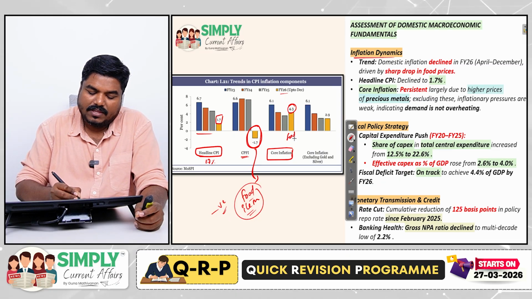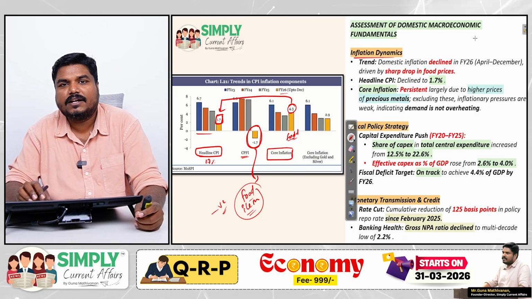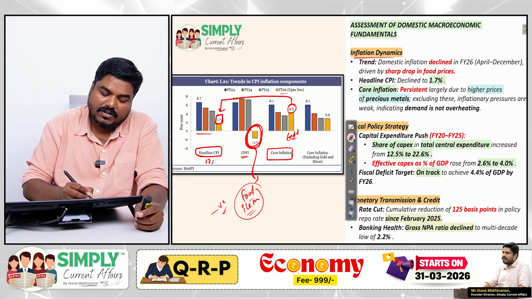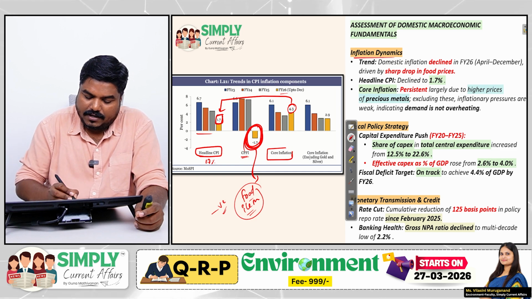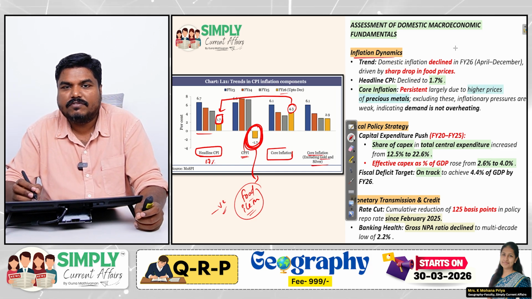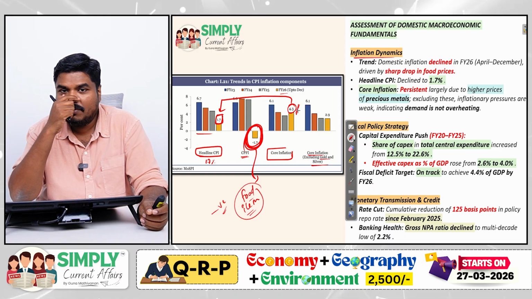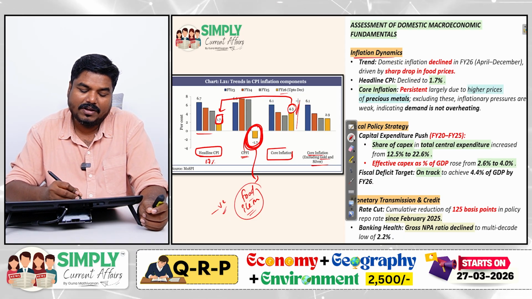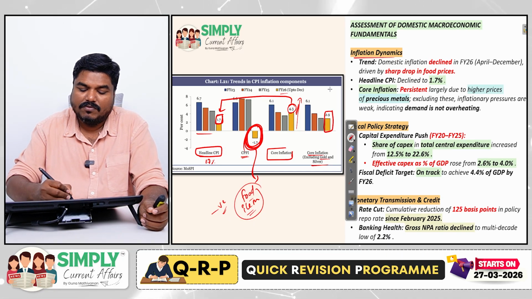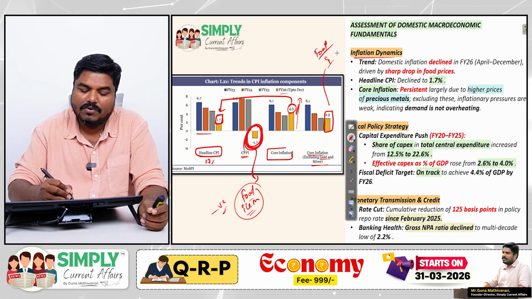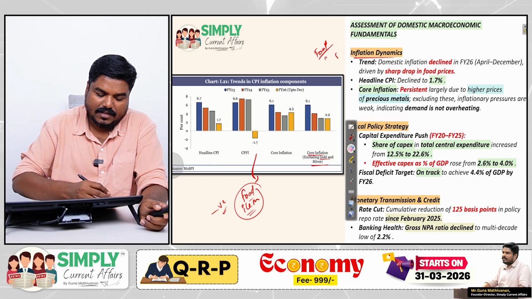When you add the food items, it comes down to 1.7%, because if you take the food items alone, we are experiencing deflation, a price fall. Okay. So here, core inflation excluding metals. Even this 4.3% is because of gold and silver prices. Gold and silver prices increased, and because of that we are seeing some 4.3% inflation. If you remove the metals, gold and silver, as well as the food items, then our inflation averages 2.9%.